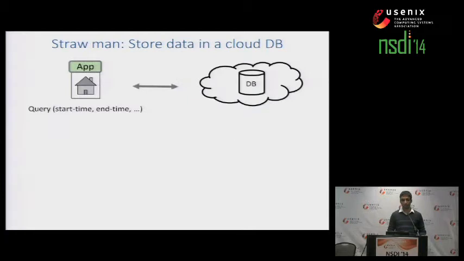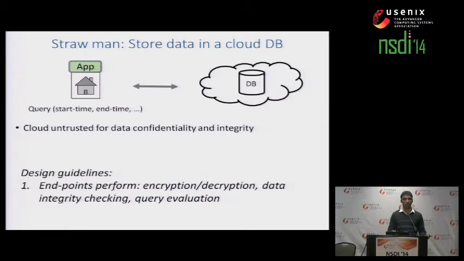The first is to store the data in a database in the cloud. This automatically provides an interface to do temporal range queries. The data is in the cloud, but the cloud is untrusted. It can access the data and it can tamper with the data. So the data has to be encrypted before it leaves the home, has to be decrypted before it can be delivered to the application. Integrity metadata has to be generated before data leaves the home, and integrity checks have to be done before it can be delivered to the application.